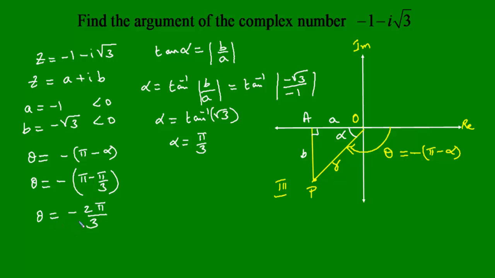So clearly, what was the condition? Do you remember the condition for the argument? Theta must satisfy the inequality negative pi less than theta less than or equal to pi, and this clearly satisfies this inequality. Therefore, our argument, we shall write arg of z is equal to negative 2 pi upon 3. So this is our solution.